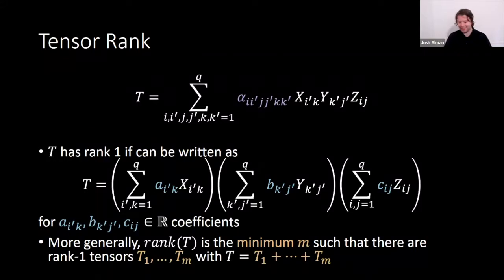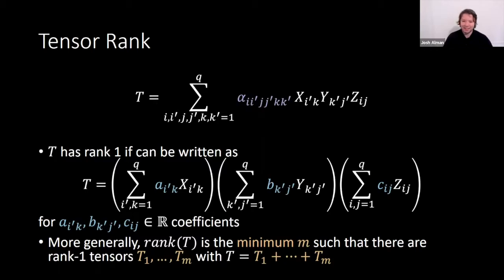Okay, and the intuition, of course, is that if a tensor has low rank, then that means the computational problem for T, or at least Kronecker powers of T, can be solved efficiently. So rank is going to be our stand-in for you can efficiently solve the corresponding bilinear problem.